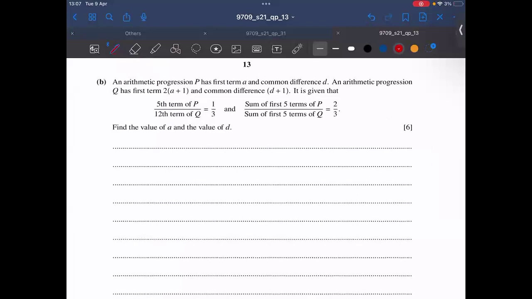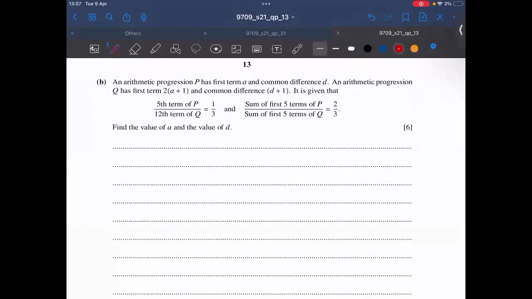In arithmetic progression, P has first term a and common difference d, and arithmetic progression Q has first term 2 bracket a plus 1 and common difference d plus 1. It is given that the fifth term of P is equal to the 12th term of Q. The fifth term of P is going to be a plus 4d, over the 12th term of Q, which is 2 bracket a plus 1 plus 11 times d plus 1. n minus 1 is 11.